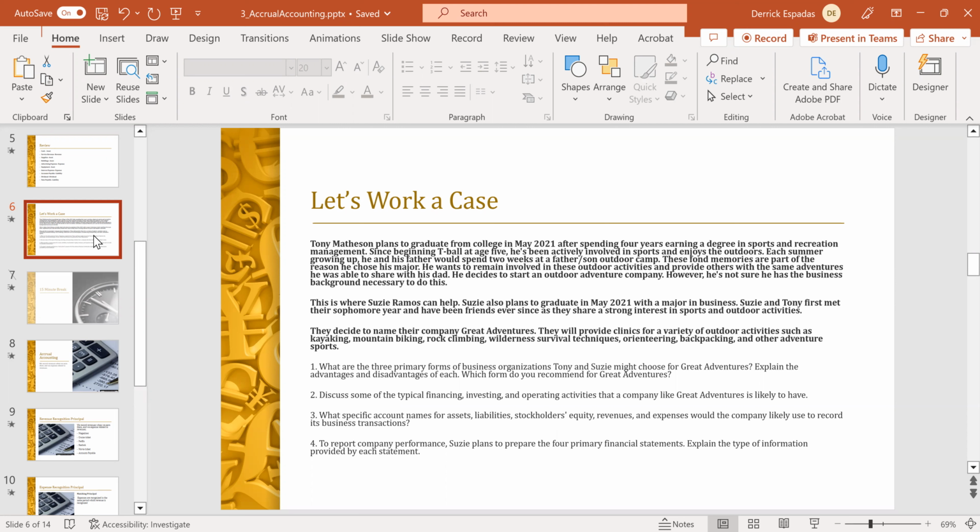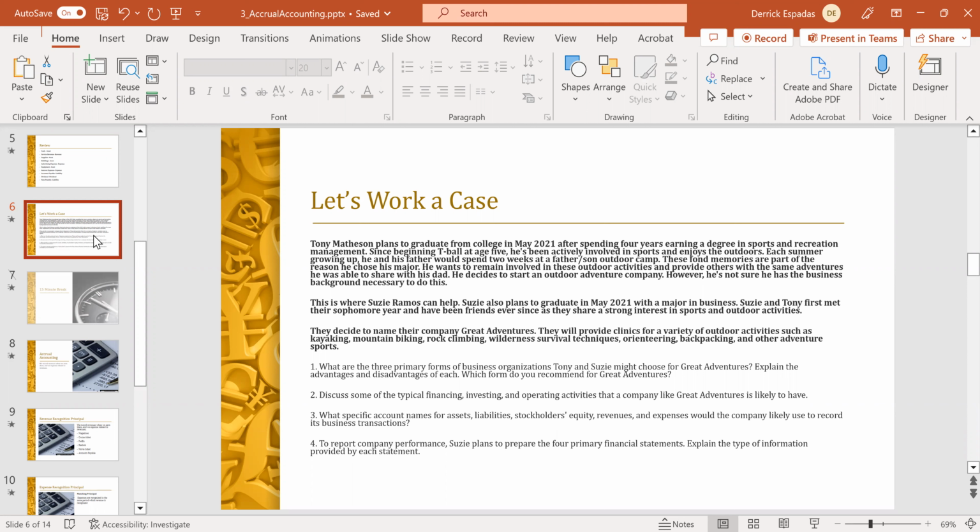And to report company performance, Susie plans to prepare the 4 primary financial statements. Explain the type of information provided on each statement. So a reminder, the balance sheet has our assets, things we own, liabilities, things we owe, and stockholders' equity, so how much value we have in a company. The income statement shows our revenue and expenses. The statement of stockholders' equity shows the value that stockholders have in the company. And our cash flows show the translation of cash operations from accrual operations.